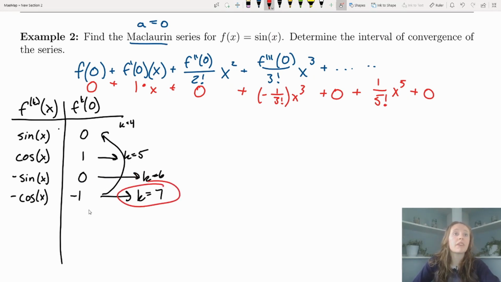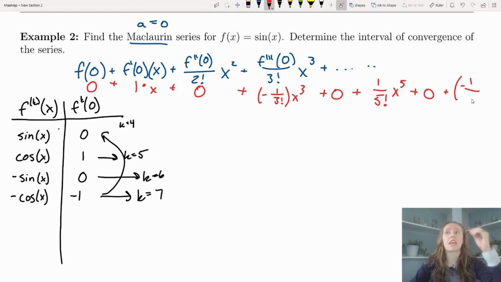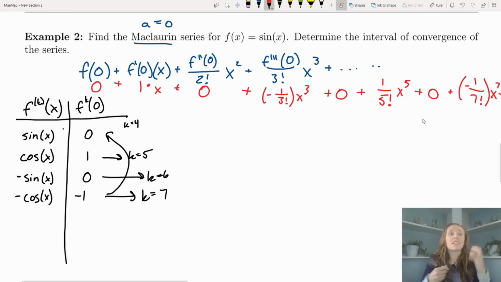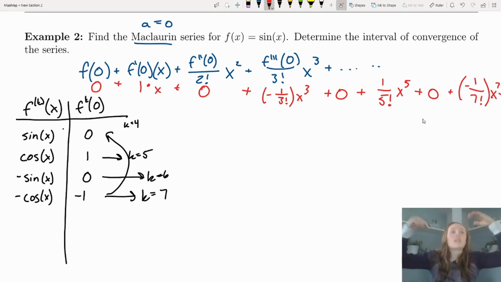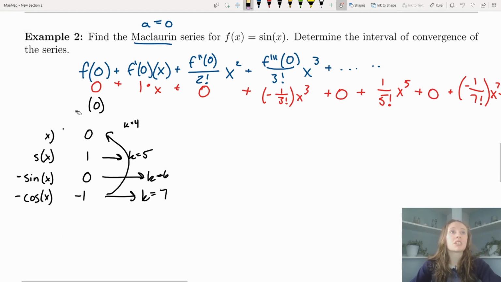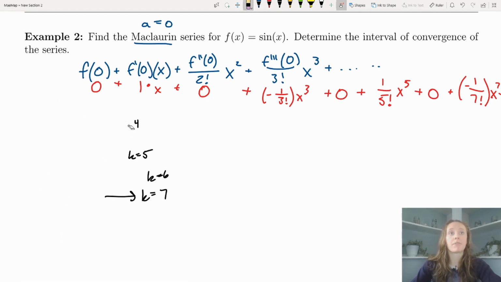But when k equals 7, my derivative is back to being a negative 1. So I'm going to add negative 1 over, well, this is a k value of 7, so I'm at 7 factorial at this time, times x to the 7th, and so on. Because that derivative cycles back, sine, cosine, negative cosine, sine, cosine, negative cosine. We'll continue to get this pattern as we go. So I'm going to erase this, rewrite some stuff so that you can see that pattern.